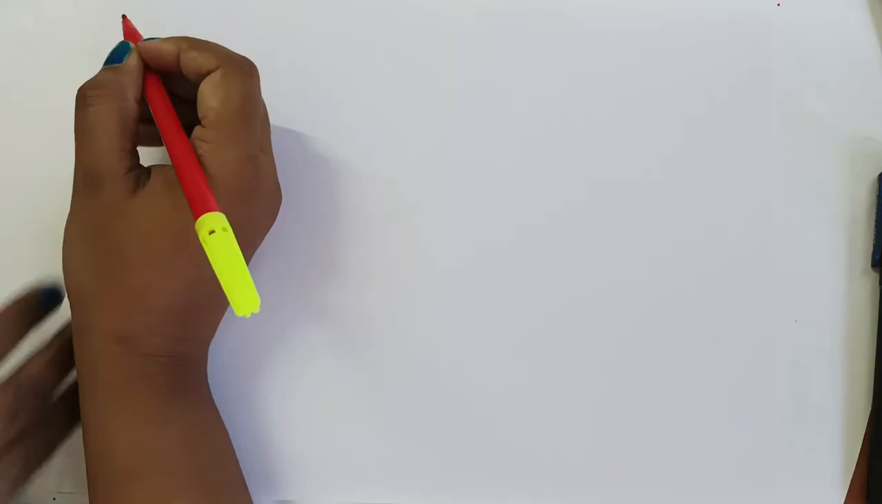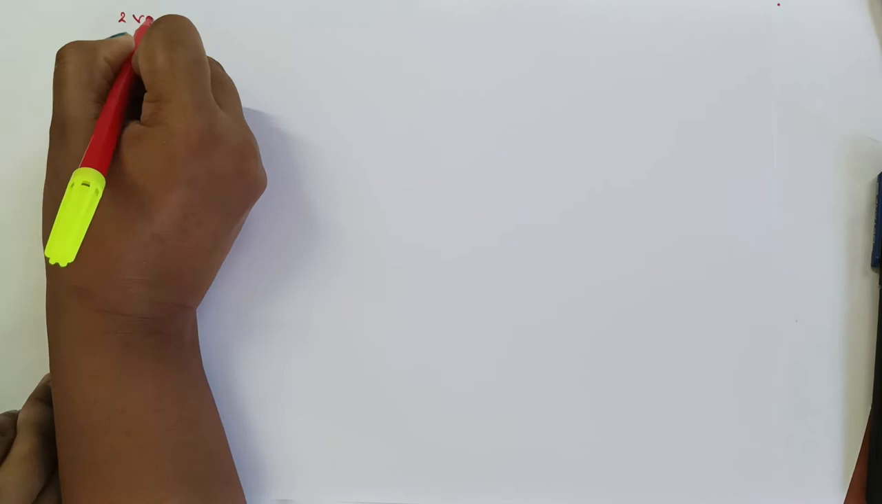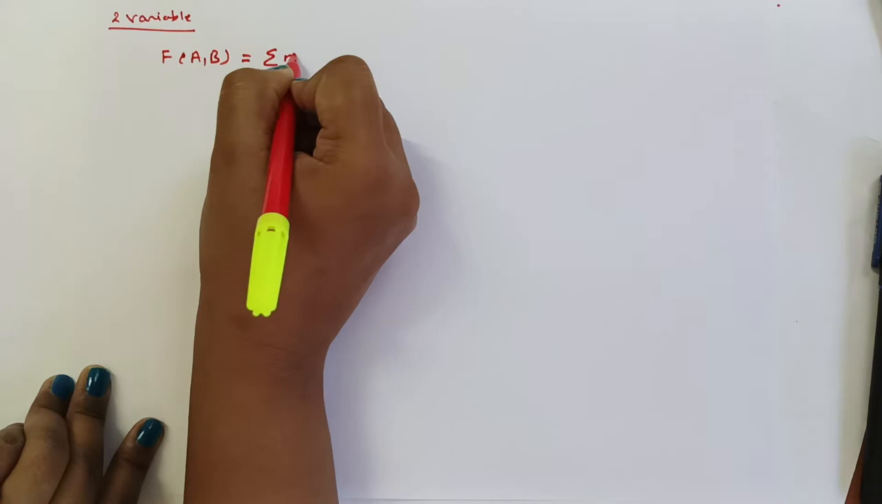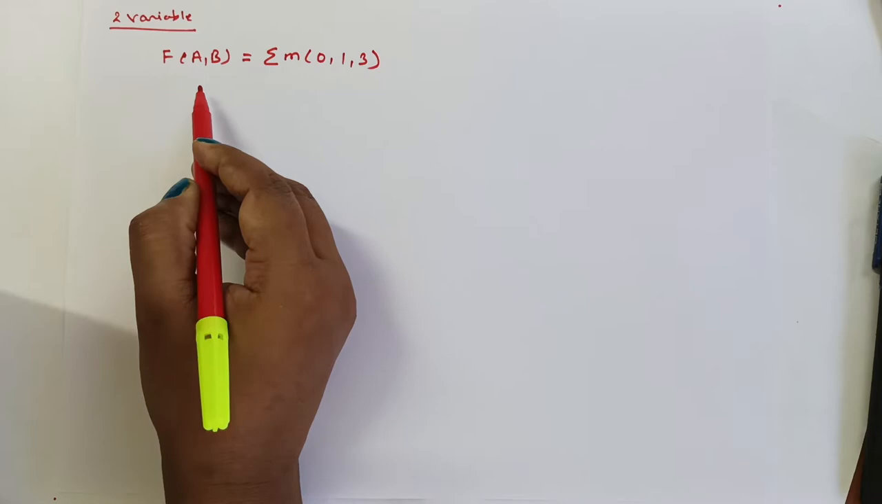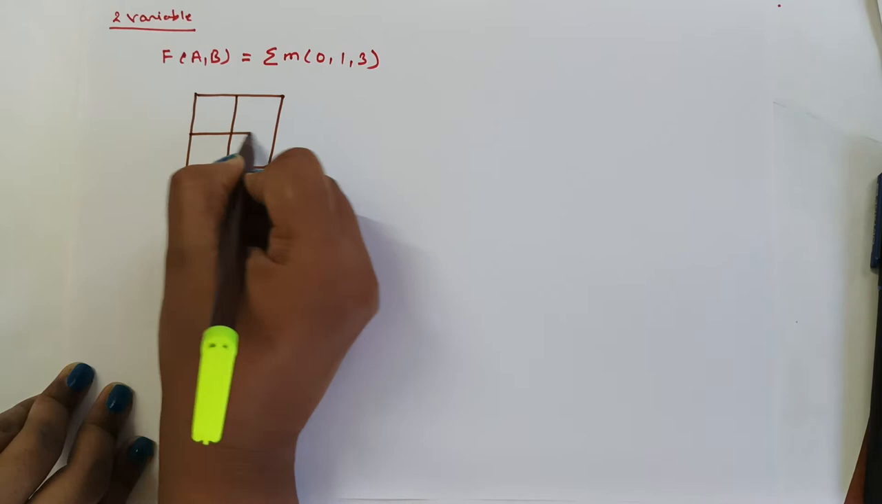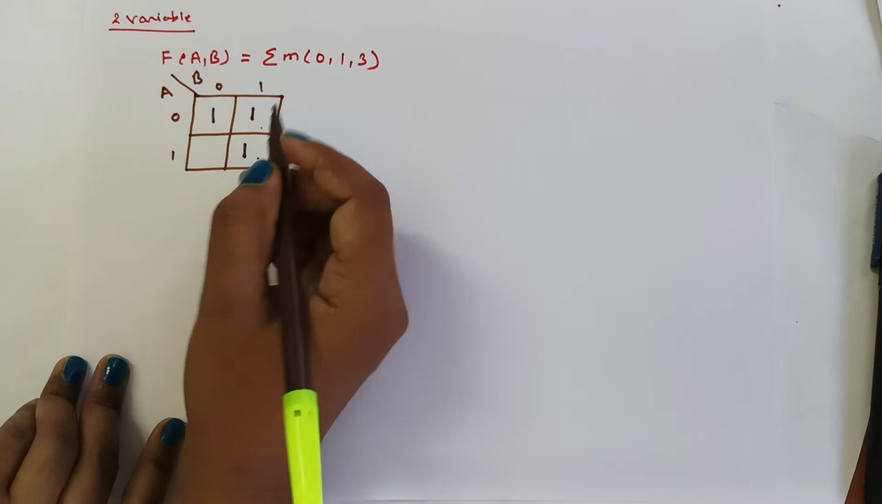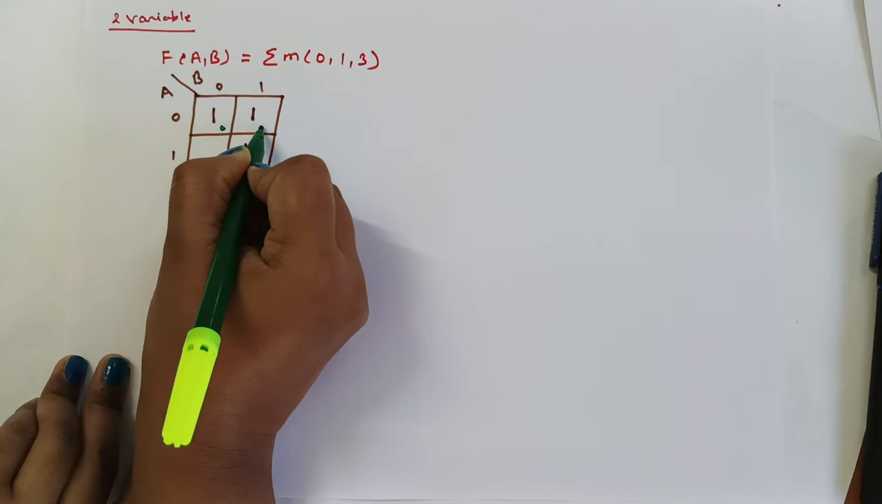Now we will see simplification of a Boolean expression of 2 variables using a K-map. Suppose a function is given as function of AB equals summation of minterms 0, 1 and 3. So for 2 variables, we need a K-map of 4 cells. So we will draw the K-map of 4 cells here. Write 1 in cell numbers 0, 1 and 3. 0, 1, 2, 3 are the cell numbers here. And 1 is present in cell numbers 0, 1 and 3.